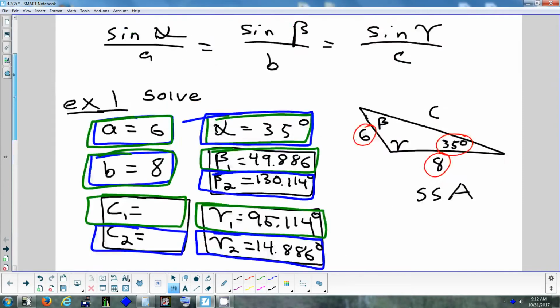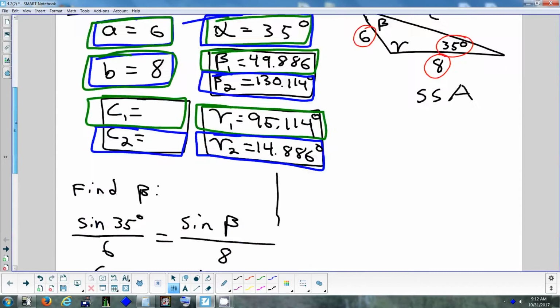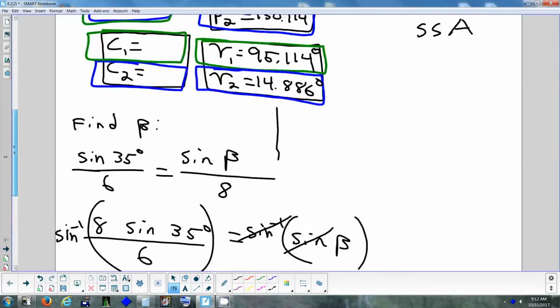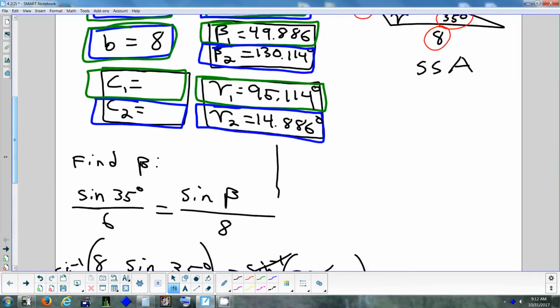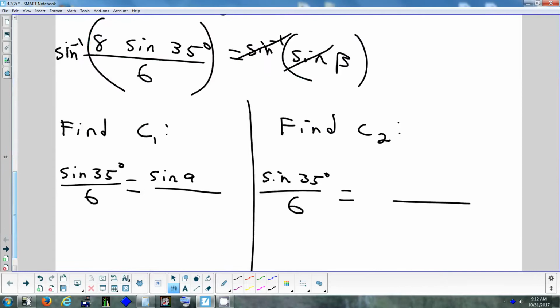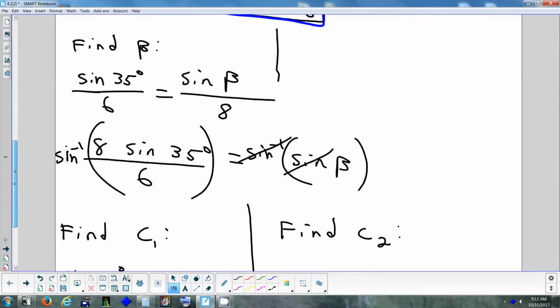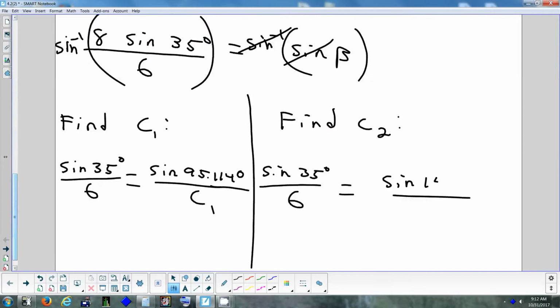All right, so we said we're going to use row A, so let's fill that in both. Sine 35 over 6. Sine 35 over 6. Now for C1, use gamma 1. Sine 95.114. And to find C2, use gamma 2, 14.886. And now we solve each one of those separately.